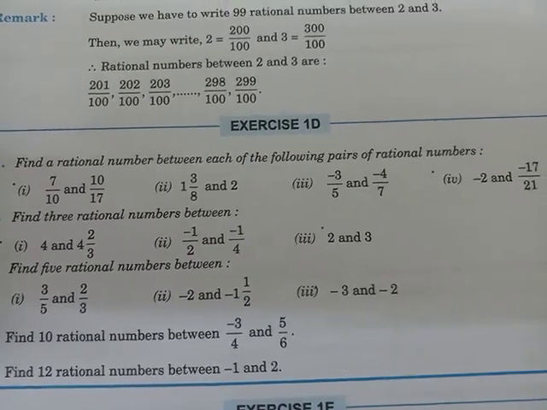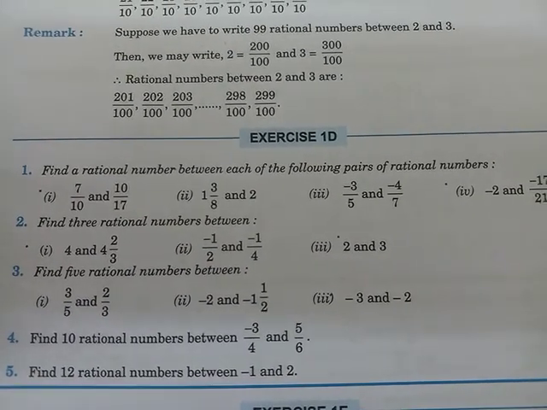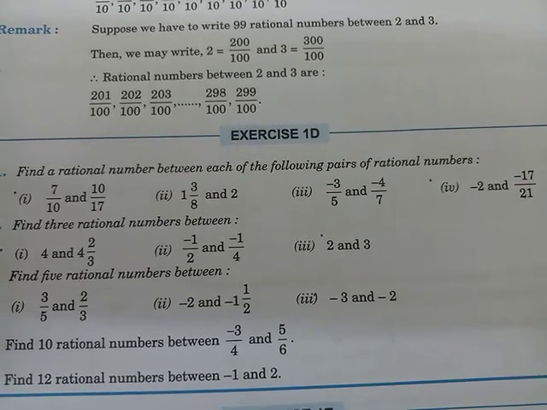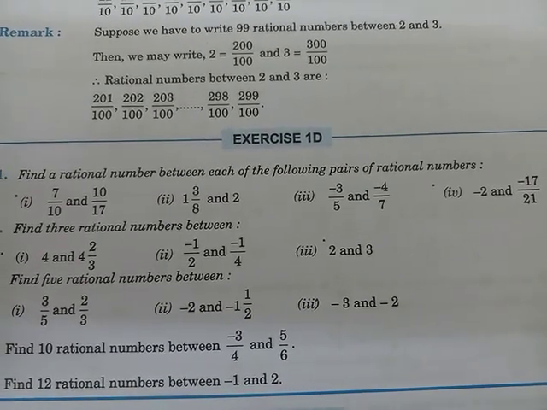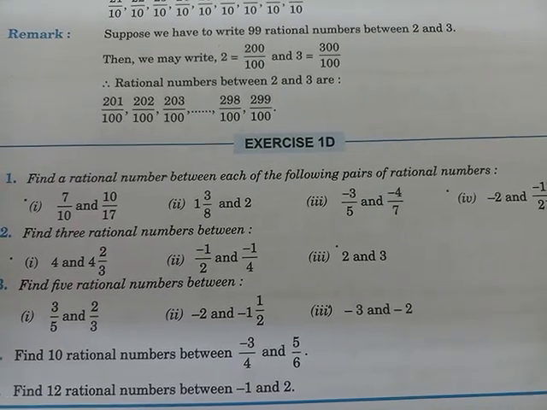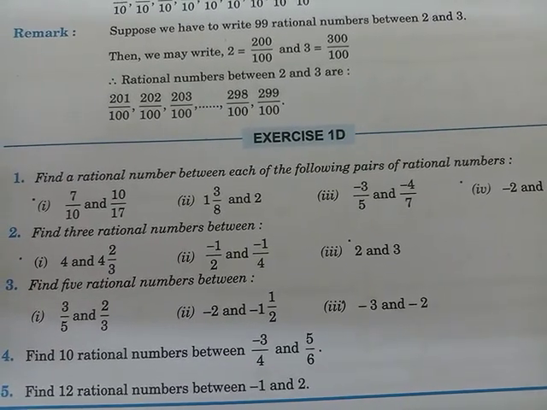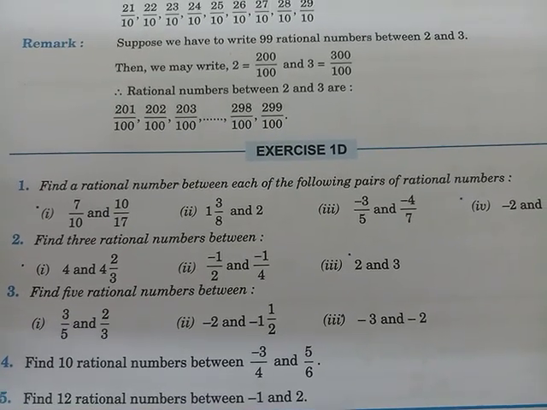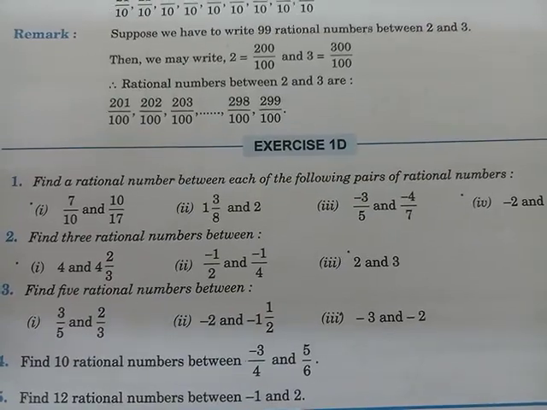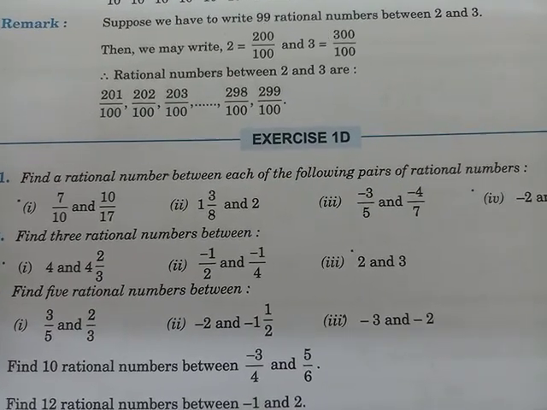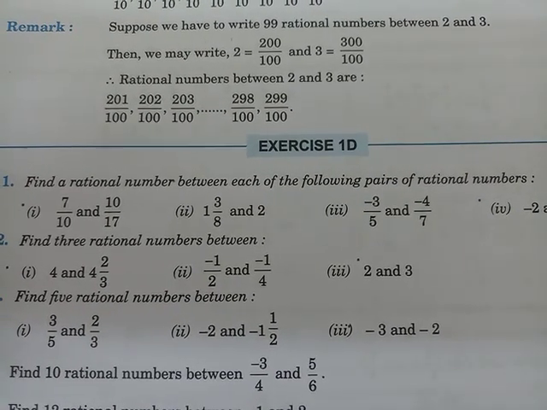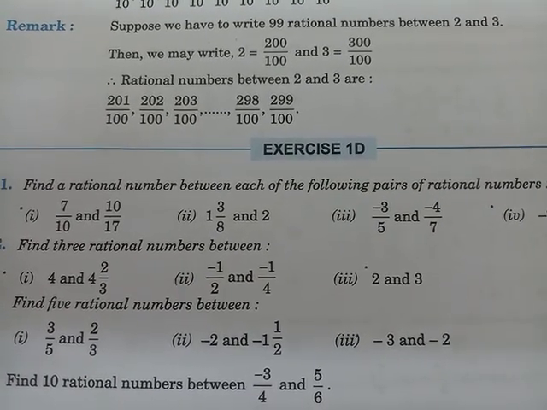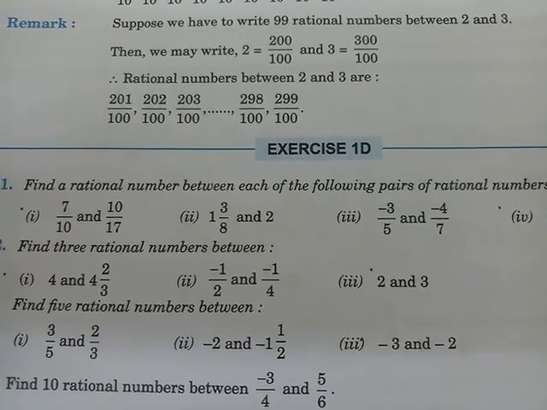We start with exercise 1D. Question number 1. They are saying find a rational number between each of the following pairs of rational numbers. We are given a pair of rational numbers and we are required to insert one rational number between the given pair. Whenever we have to insert one number, how do we do it? We add both the rational numbers and then we divide the sum by 2. Let's see how we do it.